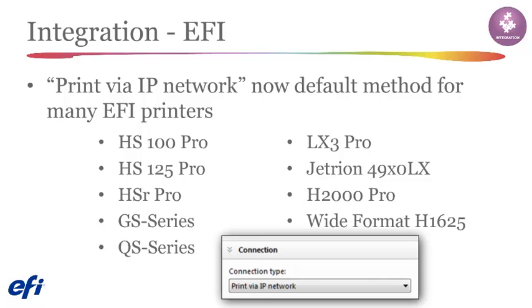Starting in FireEXF 6.3, the default connection method for many newer EFI printers will now be Print via IP Network. This includes the HS100 Pro and HS125 Pro printers running printer software version 2.0 or higher, and the GS series, QS series, and H2000 Pro printers running printer software version 4.1 or higher, along with the HSR Pro, LX3 Pro, Jetrion 49X0LX, and wide format H1625 printers.